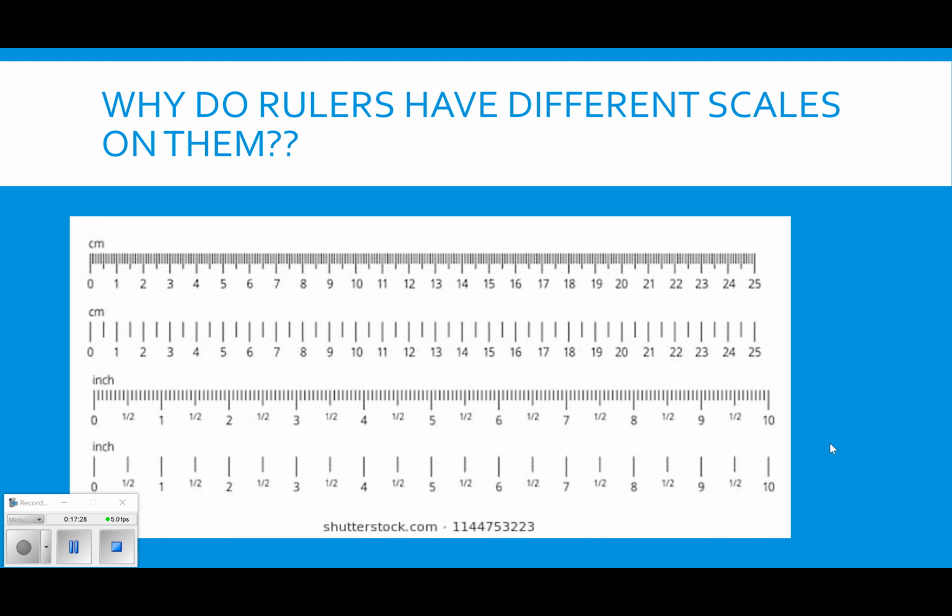Why would they have different scales on them? Each of these lengths from these four different rulers are the same length, but they all have different scales on them. One of them is standard, the inch ruler on the bottom here, and the top one is metric, the centimeter ruler. Well, they have different scales because some can be more precise than others.